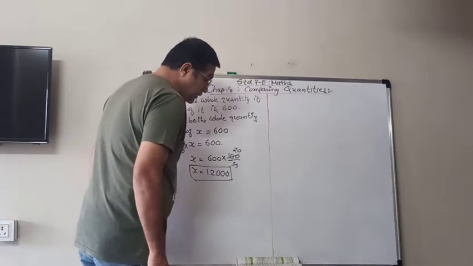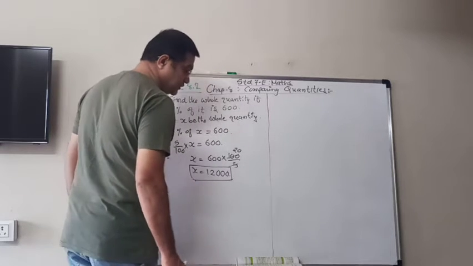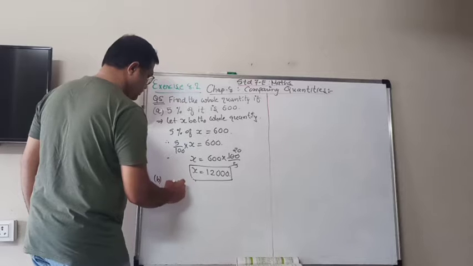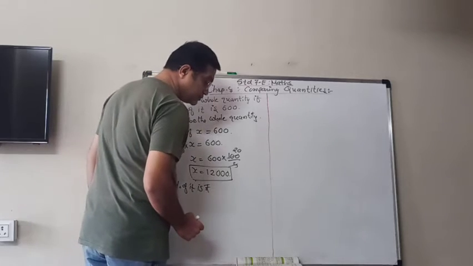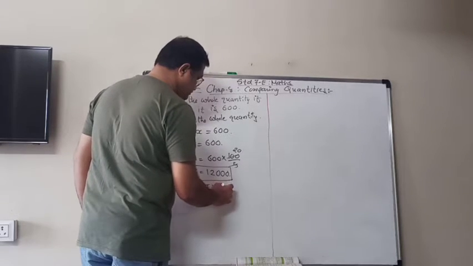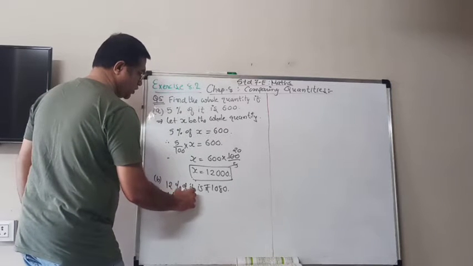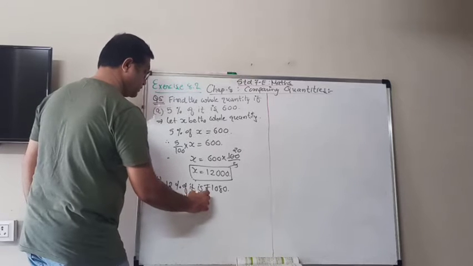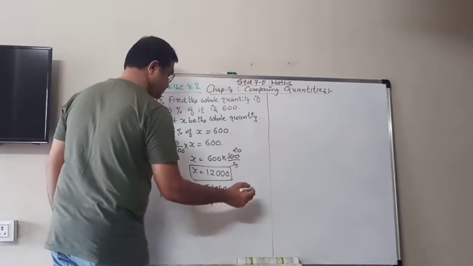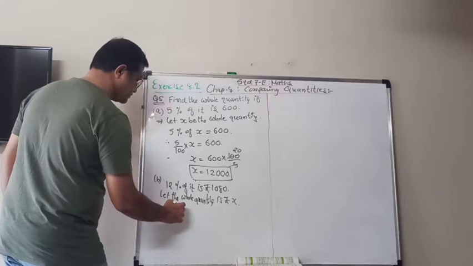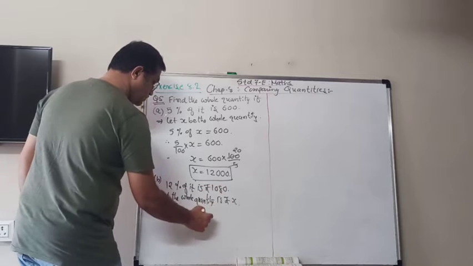B. In B, it is 12% of it is rupees 1080. 12% of it is rupees 1080. So let the whole amount or the whole quantity be rupees X. So 12% of X is equal to 1080.